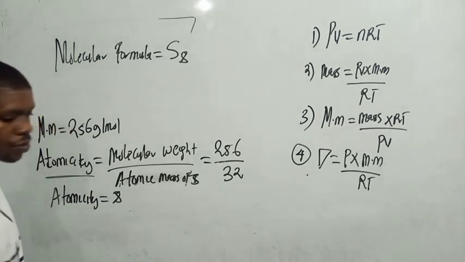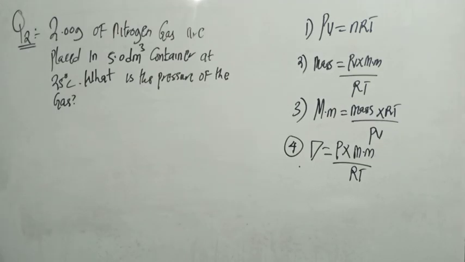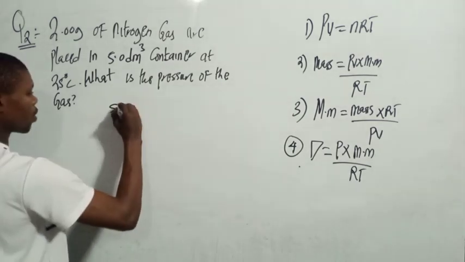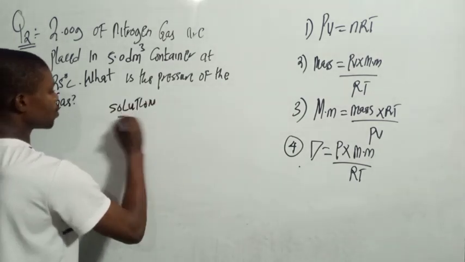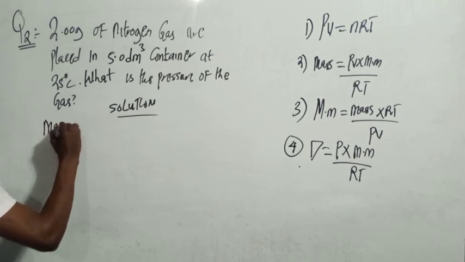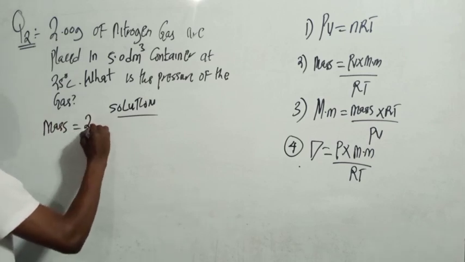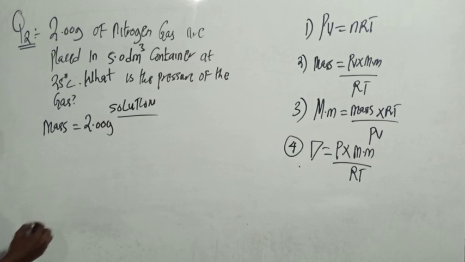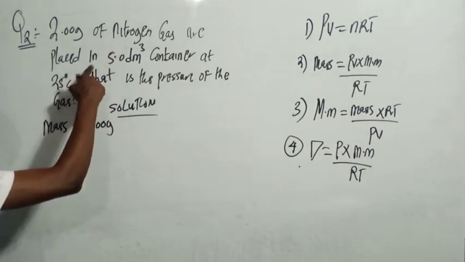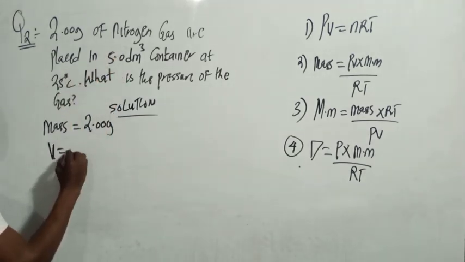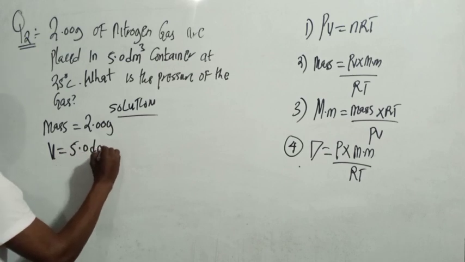Let's look at question 2. Question 2: 2.00 gram of nitrogen gas are placed in a 5.0 dm cube container at 25 degrees centigrade. What is the pressure of the gas? So what we want to do here is the solution. Write out your parameters. Mass was given to me: mass equals 2.00 gram. The volume was also given to me to be 5.0 dm cube.